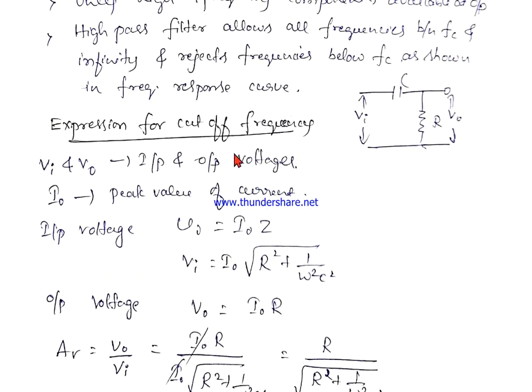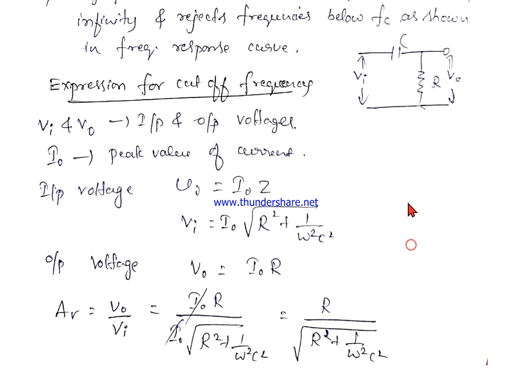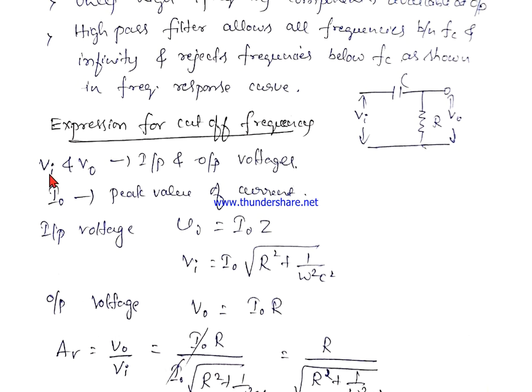In the same way as we discussed for the low pass filter, we can also derive an expression for the cutoff frequency for the high pass filter. Let Vi and V0 be the input and output voltages, and I0 be the peak value of current. If we represent the input voltage in terms of current and impedance, Vi will be equal to I0 into Z, where Z is the impedance of the RC circuit. The impedance of the RC circuit we have already discussed in the earlier classes.